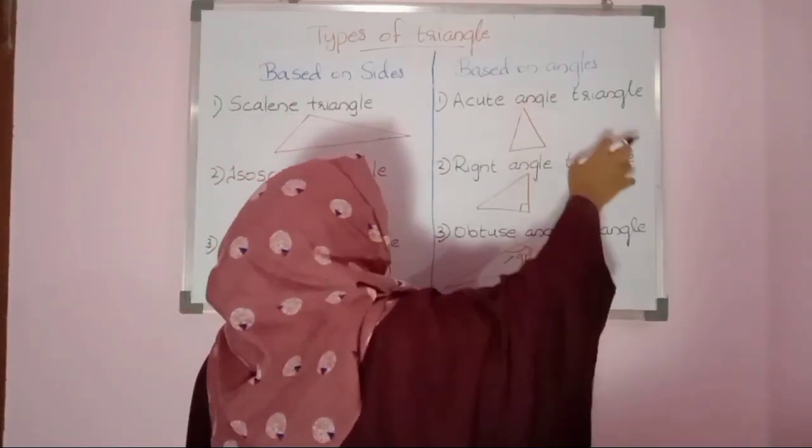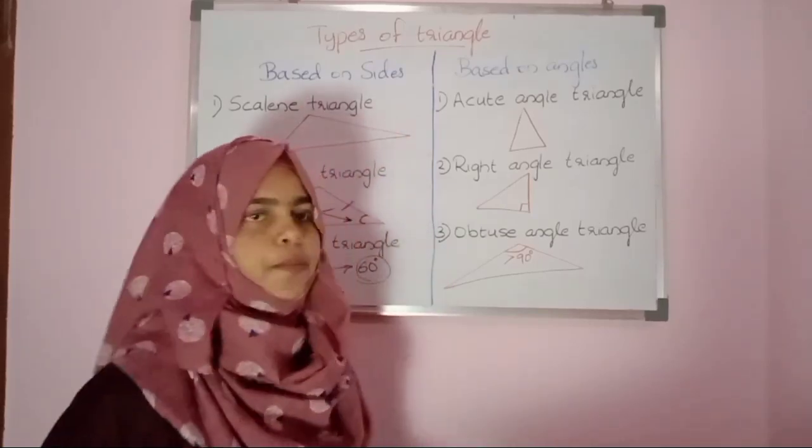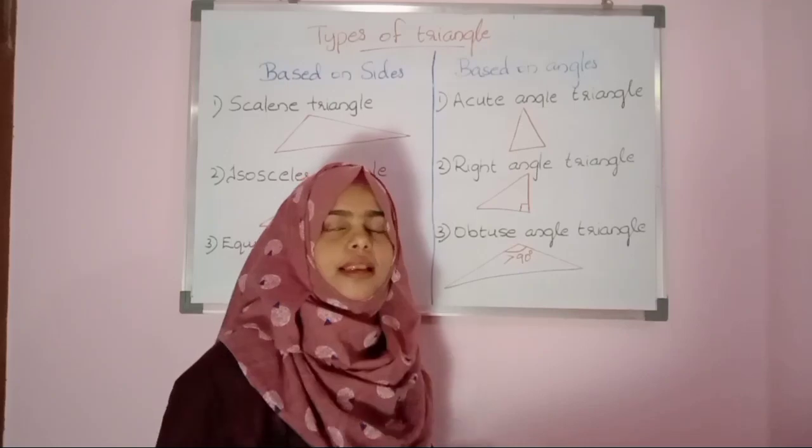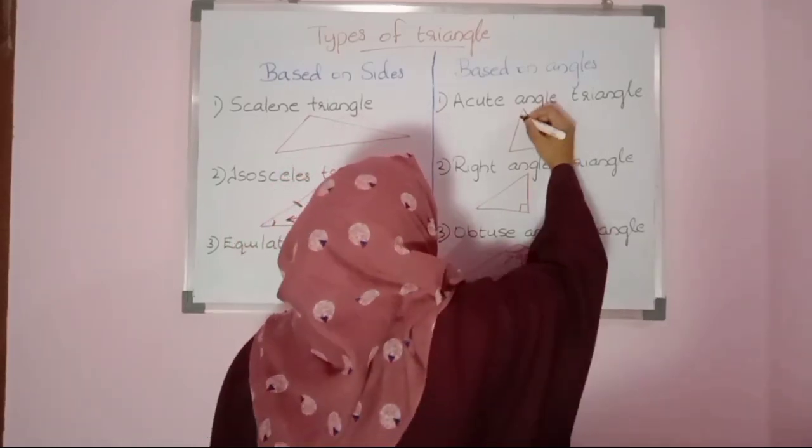Okay. So the next type of classification is based on angles: acute angle triangle, right angle triangle and obtuse angle triangle. We know that acute angle means the angle will be less than 90 degrees. In this case, all the angles.